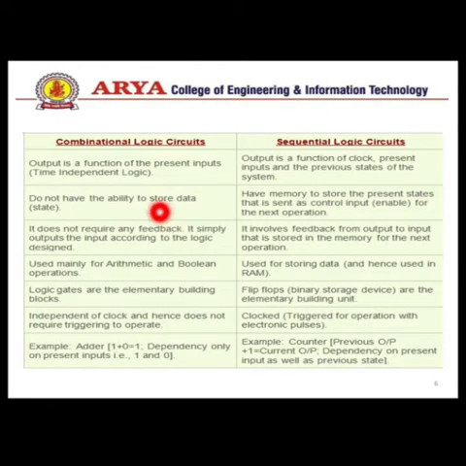There are some basic differences between the combinational logic circuit and the sequential logic circuit. First, the main difference is that in a combinational circuit the output is a function of present inputs. It is time-independent logic, and in a sequential circuit this is time-dependent logic, because the output is a function of the clock, present inputs, and the previous state of the system. In a combinational circuit we don't have any ability to store data, and in a sequential circuit we have memory to store the present state that is sent as a control input for the next operation.